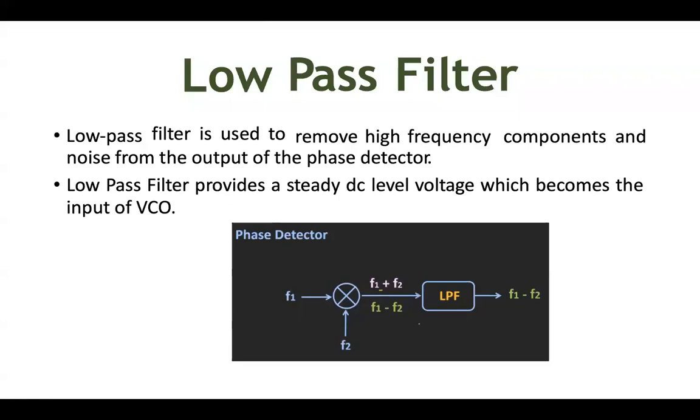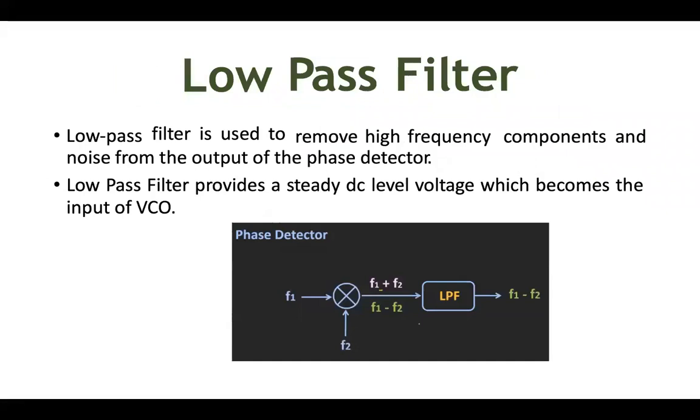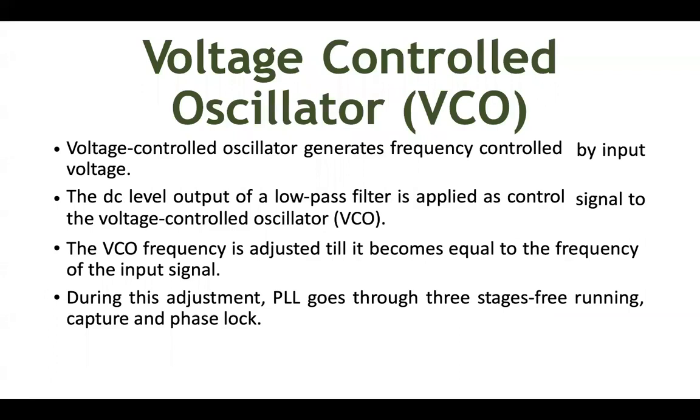So let's get back to that diagram, which actually tells us about the connection between the phase detector and the low pass filter, right? So it provides a steady DC level voltage, which becomes the input of the VCO. So two frequencies, the same thing I've re-brought it here. Okay. Next, VCO.